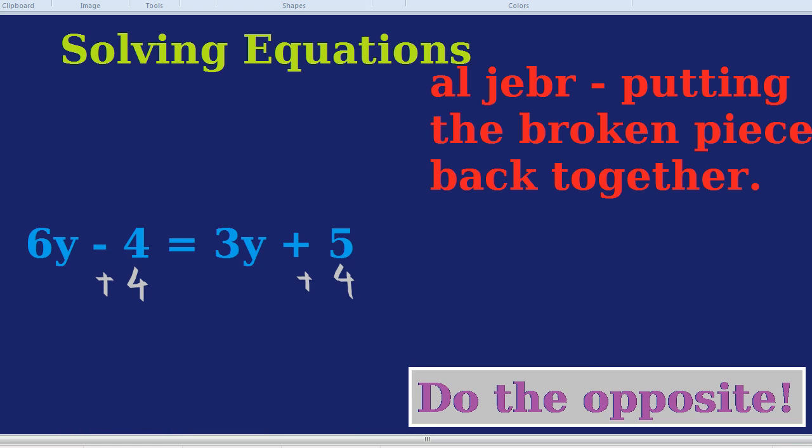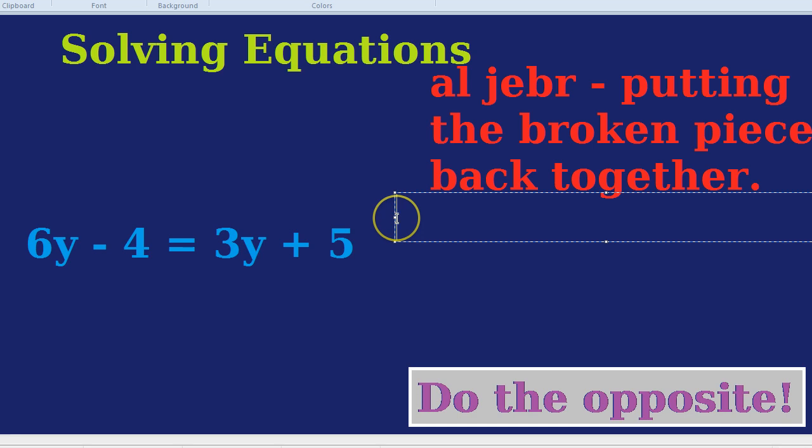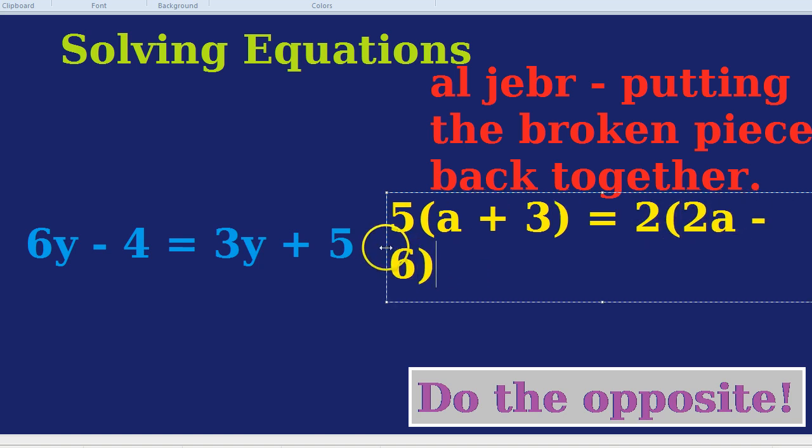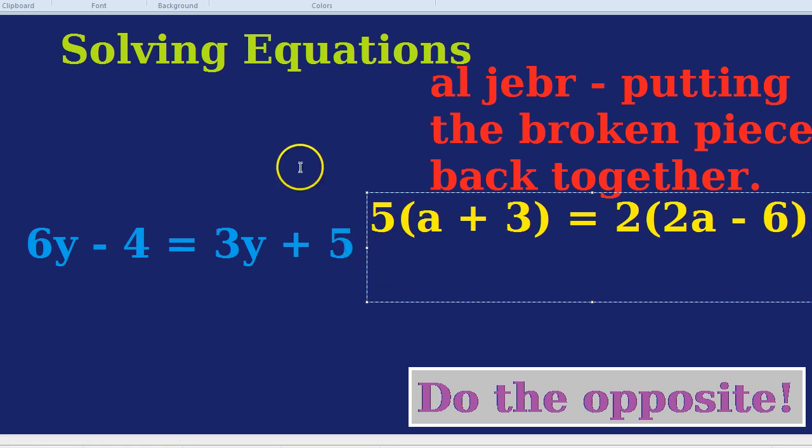We've got time for one last equation, and I'm going to make it even more tricky. To do this equation, let's do it in yellow. Let's do it over here. Okay, so we've got 5 into a plus 3 in brackets equals 2 into 2a minus 6. Let's write that all in one line. How would we solve that long thing?